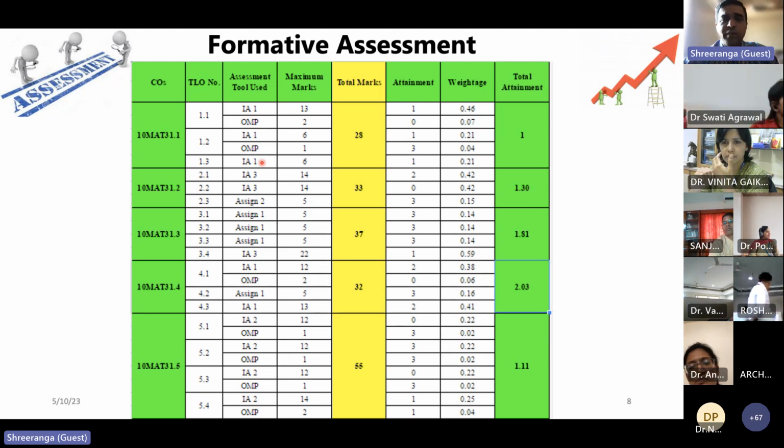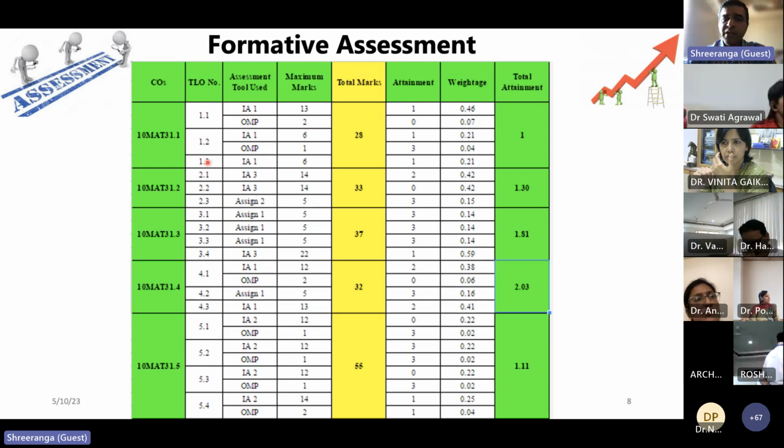The point I would like to make here is every TLO can be assessed with at least one assessment tool. But if you are going to skip the TLO and only map it to the CO and the assessment, make sure that every CO is assessed by at least two different tools and techniques, or else the robustness of that assessment will come down.